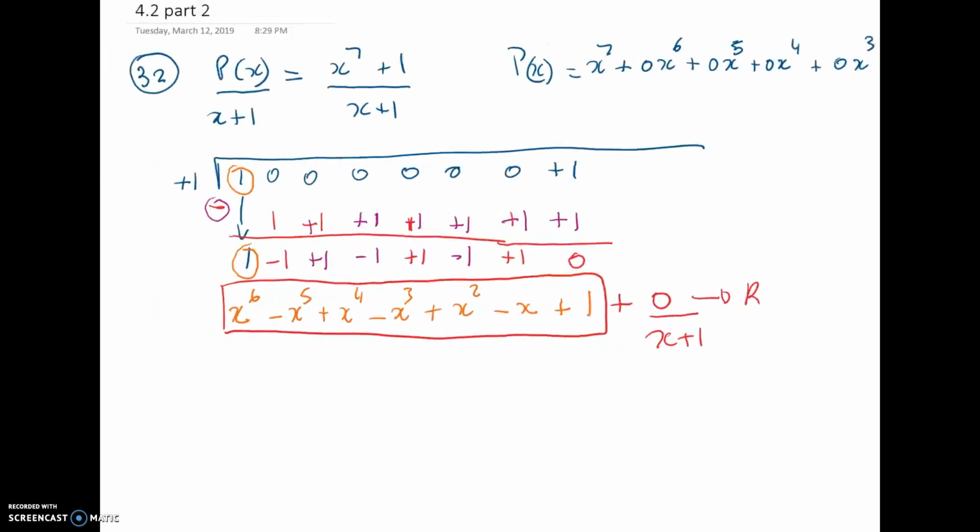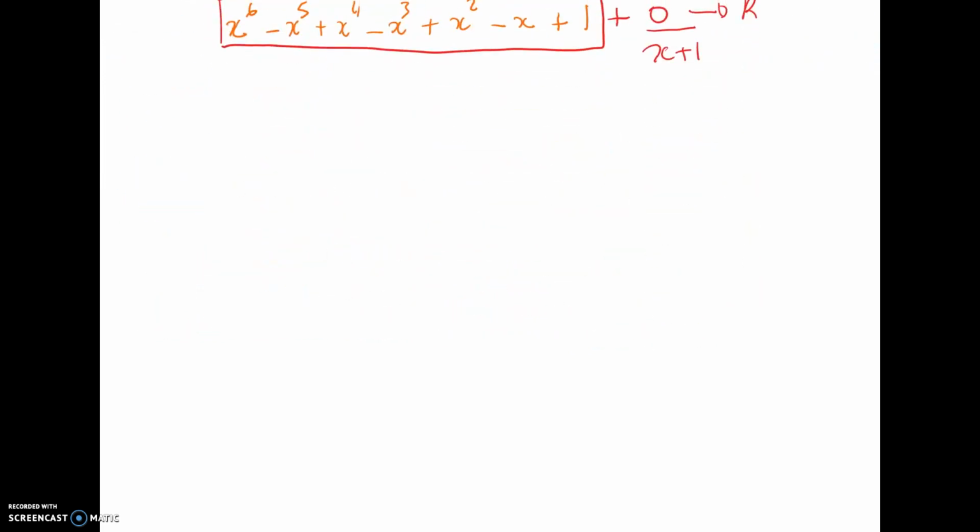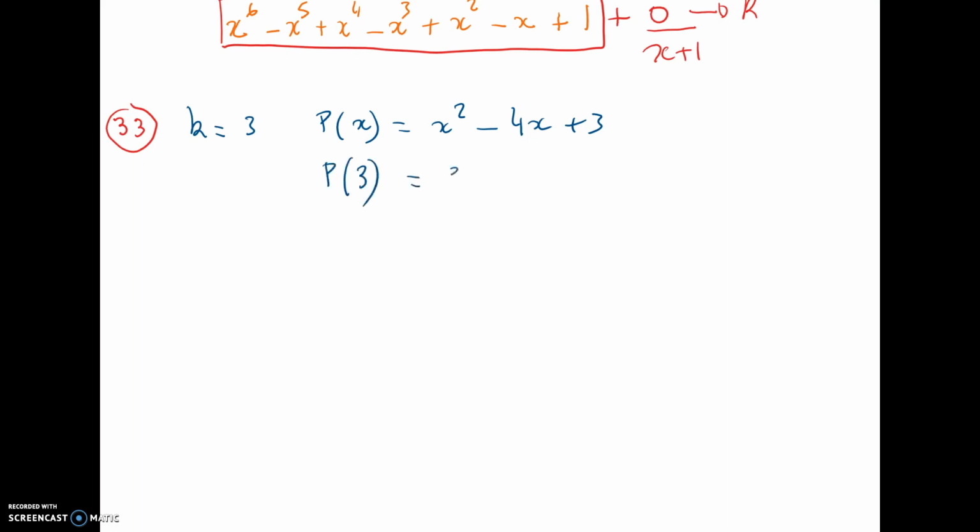Okay, now let's move on to the next problem. The next problem is very simple. They are giving you a value in problem number 33, for example. On this problem number 33, they are giving you a value of k being equal to 3, and they are giving you a polynomial p of x equals x squared minus 4x plus 3. So the question is, can you calculate p of 3? And p of 3 is going to be 3 squared minus 4 times 3 plus 3, which is 9 minus 12 plus 3, and I end up to have 0.